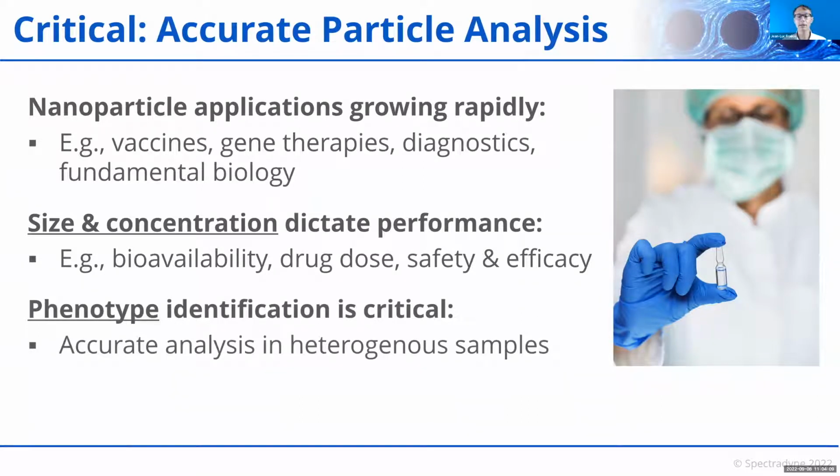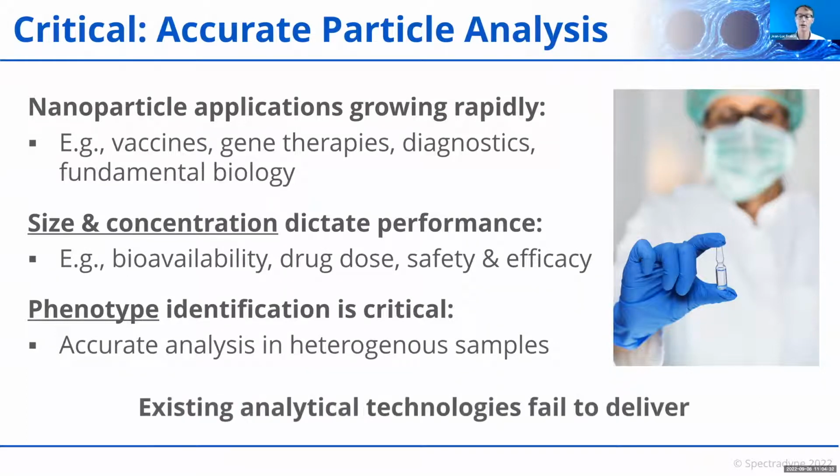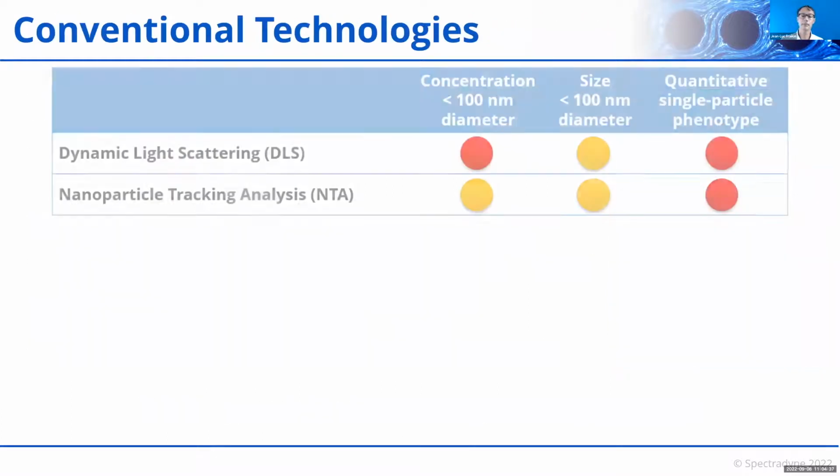Finally, the ability to identify specific phenotypes in the analysis is critical for ensuring accurate and relevant results, particularly since most relevant biological nanoparticles are present in complex, heterogeneous samples like cell culture media or raw biofluids. Being able to know that the particles being analyzed are the ones you're interested in is extremely important. But as you all probably recognize, most technologies currently in use fail to deliver on one or more of these fronts. Let's start with these two well-known technologies.